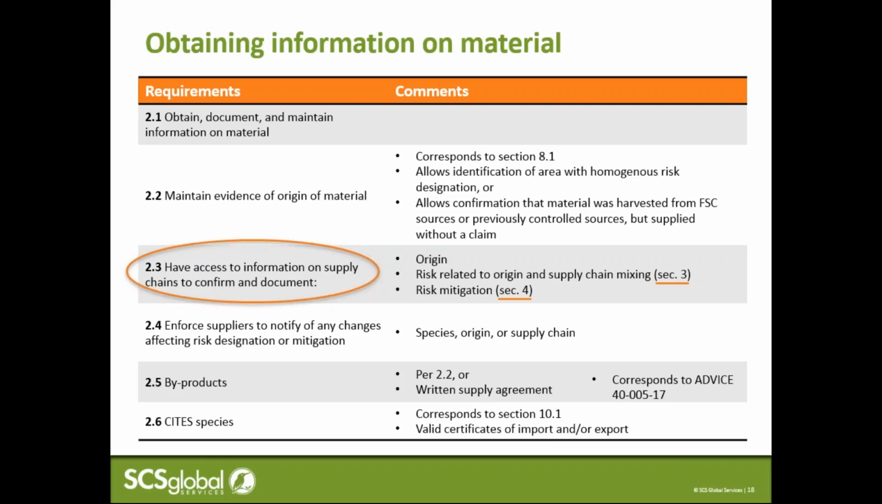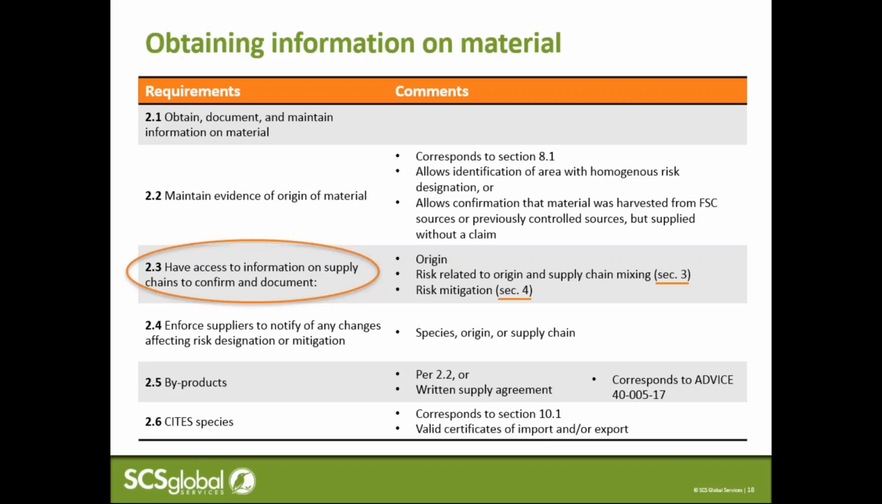Certificate holders will also be required to enforce suppliers to notify them of any changes that affect risk designation or risk mitigation. This may include changes to species, origin, or suppliers, for example. Certain requirements are also required for the sourcing of byproducts and CITES species.